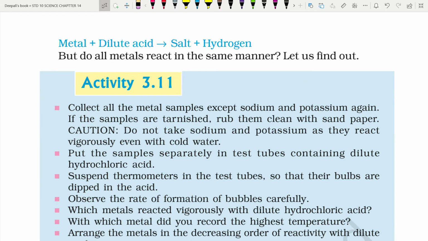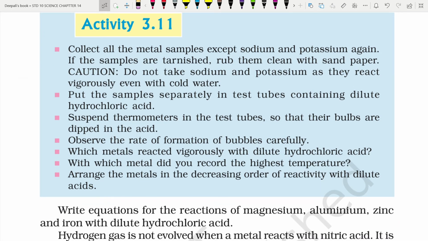Now put the sample separately in a test tube containing dilute sulfuric acid. Suspend a thermometer in the test tube so that its bulb is dipped in the acid. Observe the formation of bubbles carefully. Which metal reacts vigorously with dilute hydrochloric acid? You will see that magnesium reacts vigorously with hydrochloric acid. Which metal does not react with hydrochloric acid? Copper does not react with hydrochloric acid.